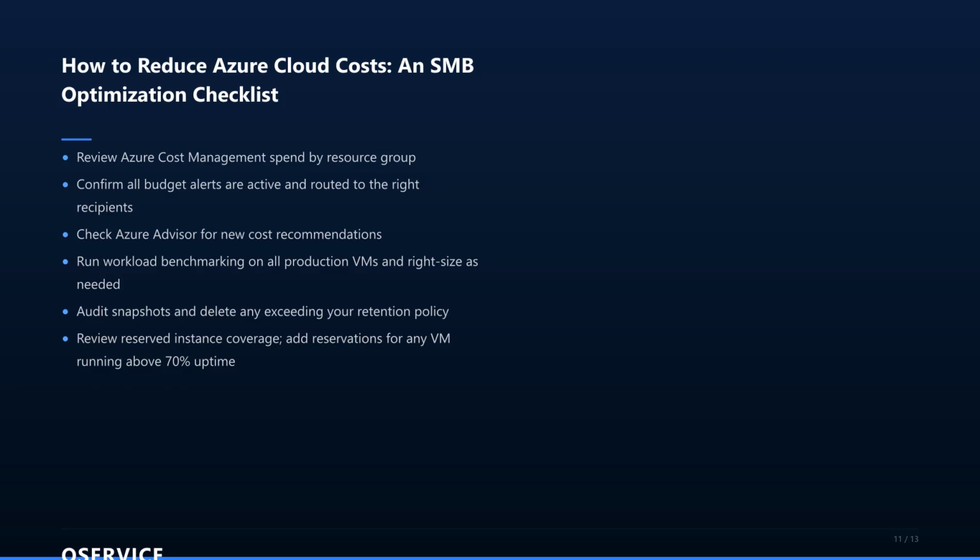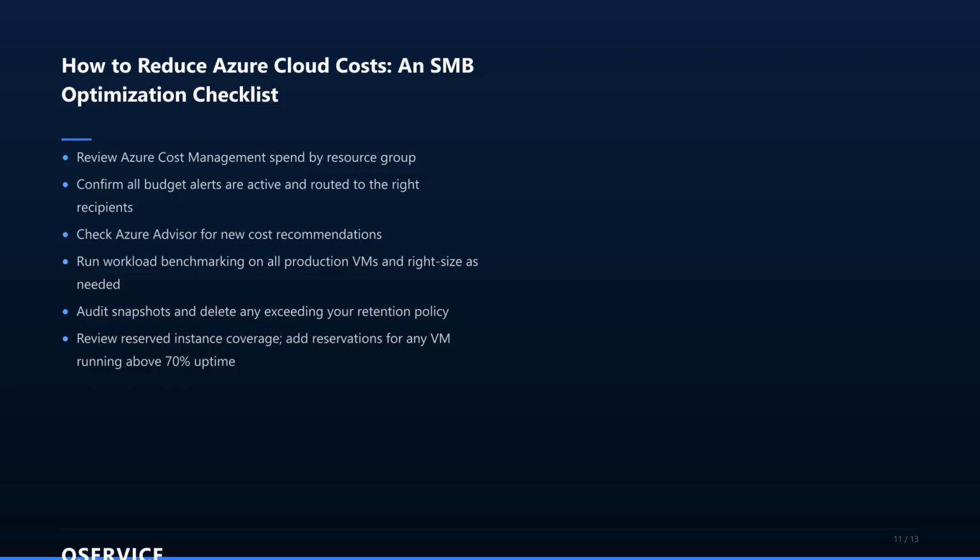Quarterly tasks. Run workload benchmarking on all production VMs and right size as needed. Audit snapshots and delete any exceeding your retention policy. Review reserved instance coverage. Add reservations for any VM running above 70% uptime. Shut down dev/test environments outside business hours using Azure Automation Runbooks. Check for unused public IP addresses, empty storage accounts, and orphan disks. Verify auto-scaling rules. Confirm scale-in is working correctly.